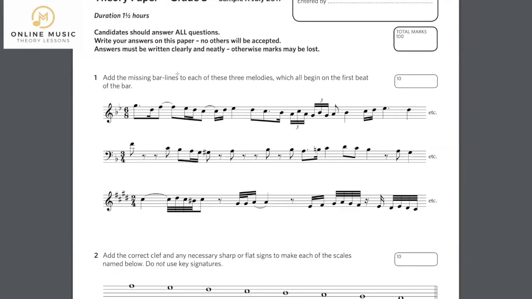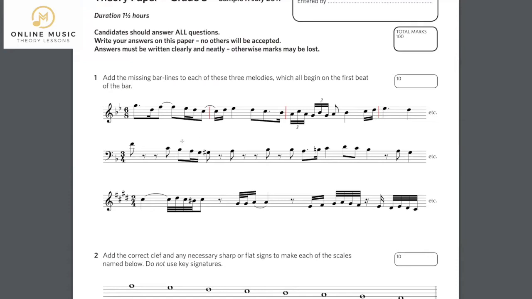So the first bar line will be this one. The next will be here. These triplets will be counted as one quaver. And the next bar line is here.